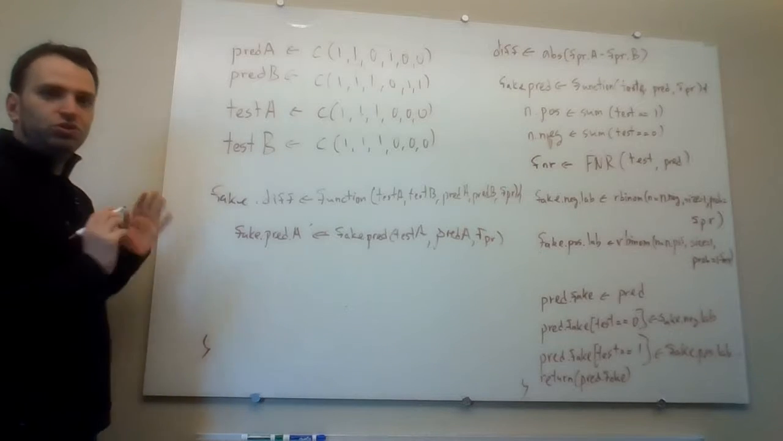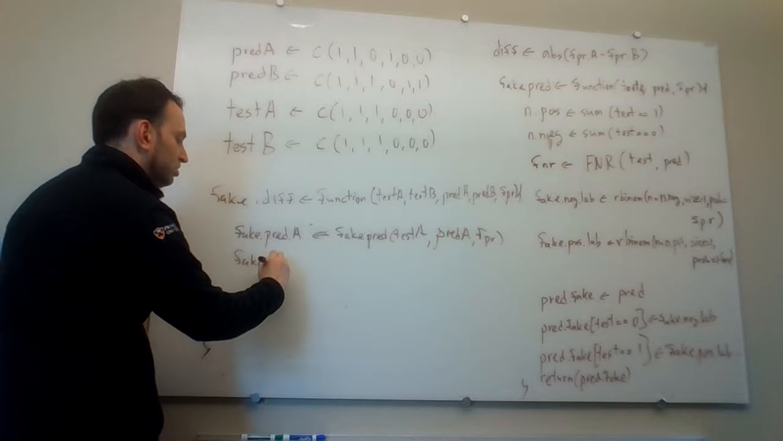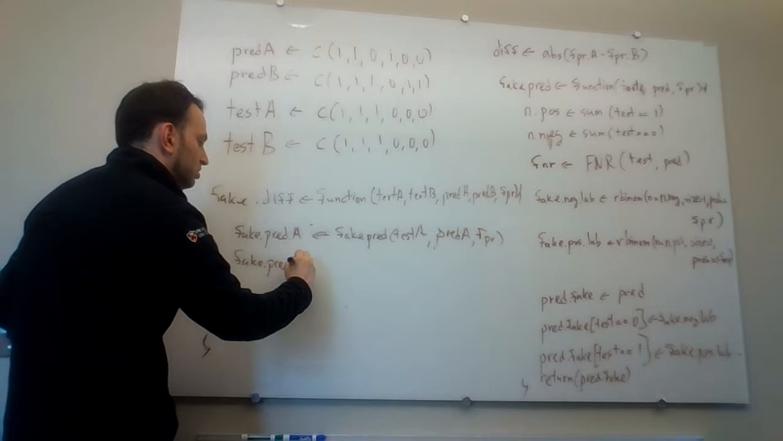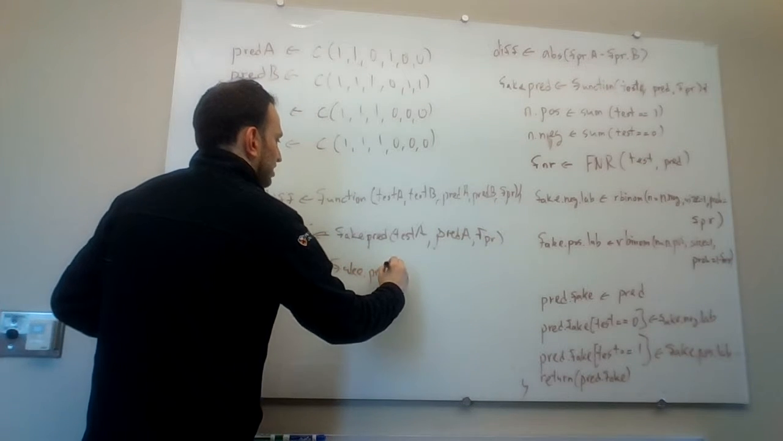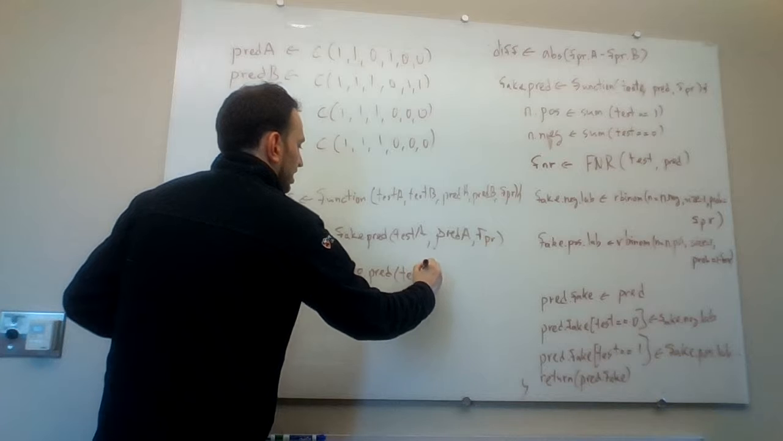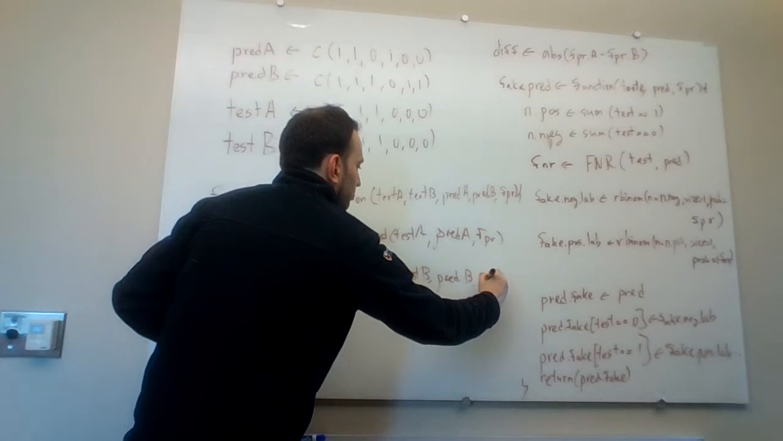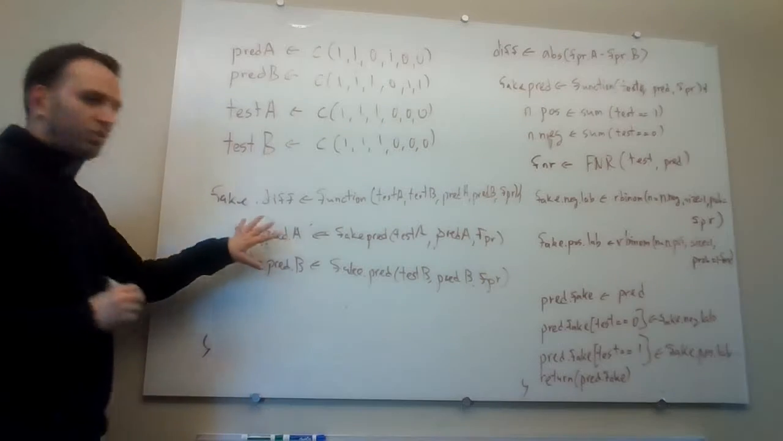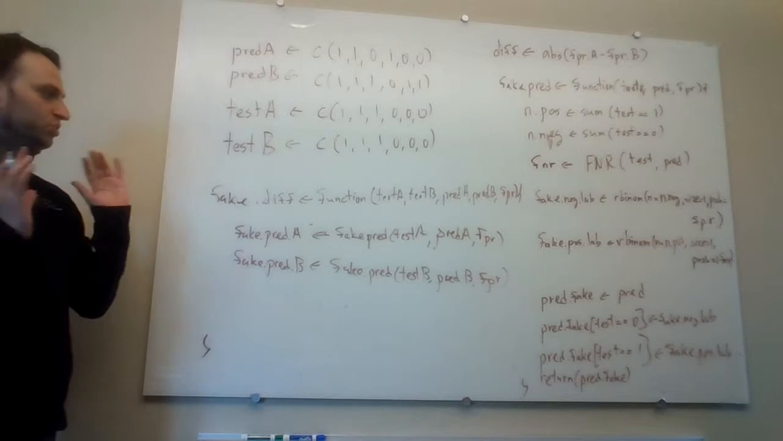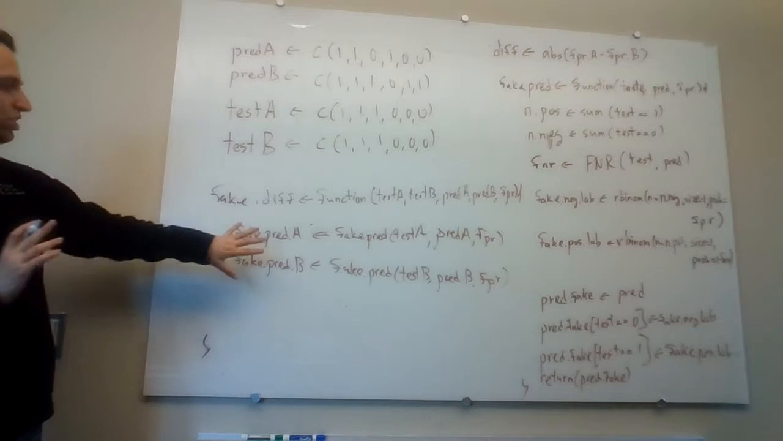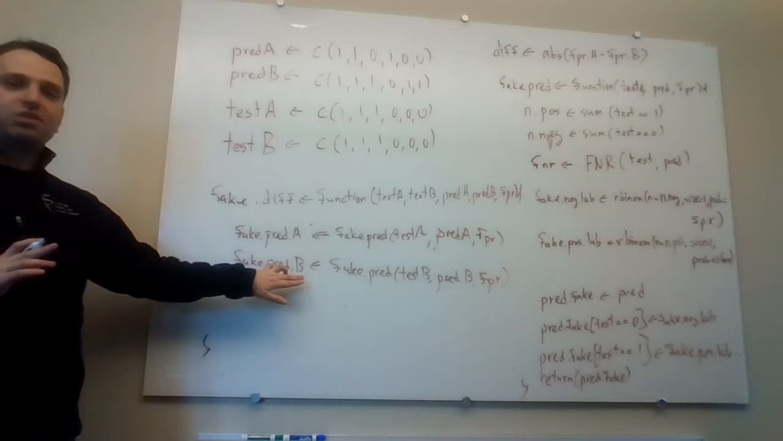And then we're going to do the same thing for fake pred B. So it's going to be fake pred B is going to be fake pred, test B, and pred B, and FPR. So now we have the fake pred A and the fake pred B. So all that's left to do is to compute the absolute difference between the FPRs that are obtained using the fake pred A and the fake pred B.